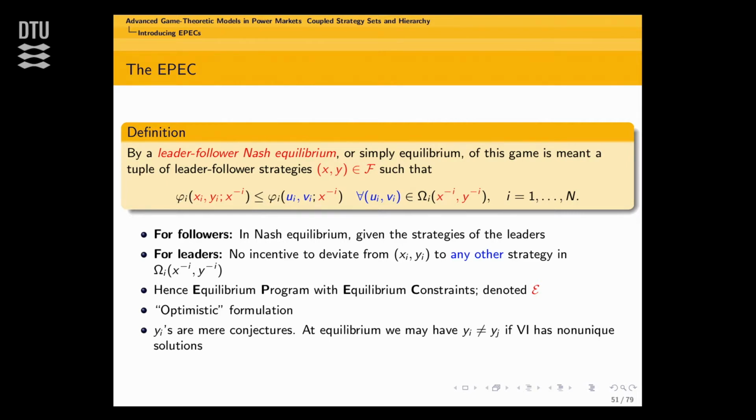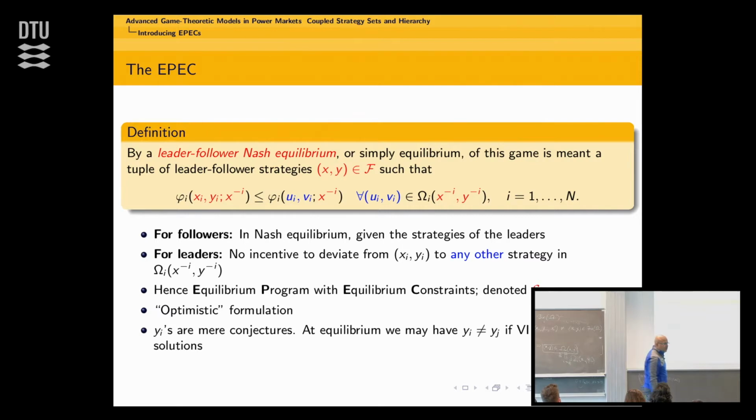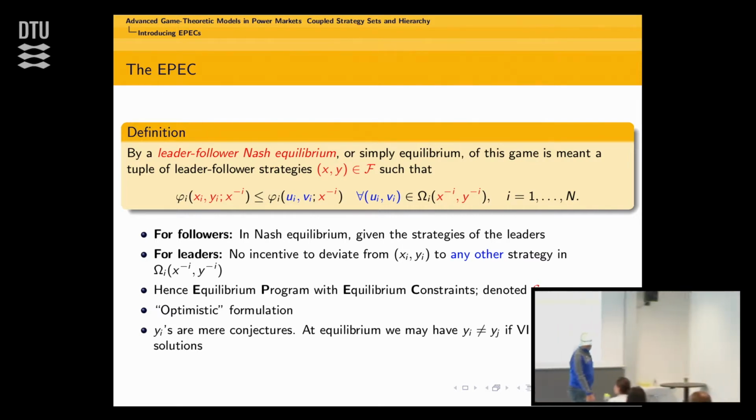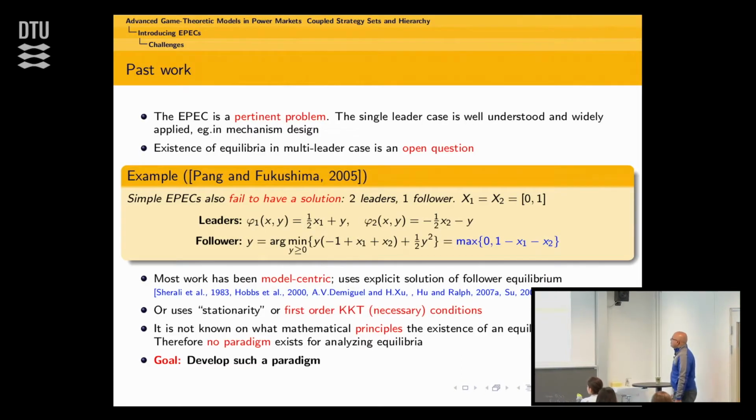The yi's are mere conjectures. At equilibrium, we may have yi not equal to yj if the follower problem has non-unique solutions. That's important to recognize. If you solve this problem and you have two agents who are doing it, one agent might have a different understanding of how the follower reacts compared to the other. What that means is you might have different flows. It's possible. There's no guarantee, right? There's absolutely no reason why the follower problem should have unique solutions.